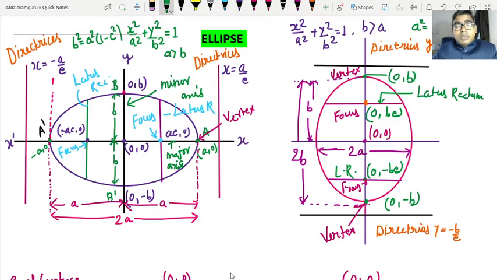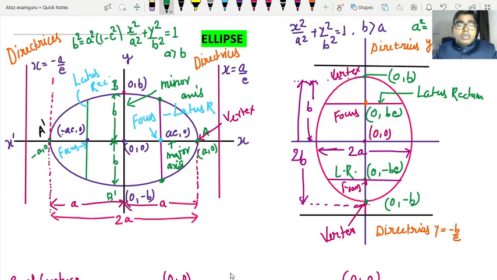This is called a latus rectum. It is a line which is passing through the focus and joining two points on the ellipse. It's called a latus rectum. And there are two latus rectum, right friends? So this one is passing through the point a e comma 0, and another one is passing through minus a e comma 0.